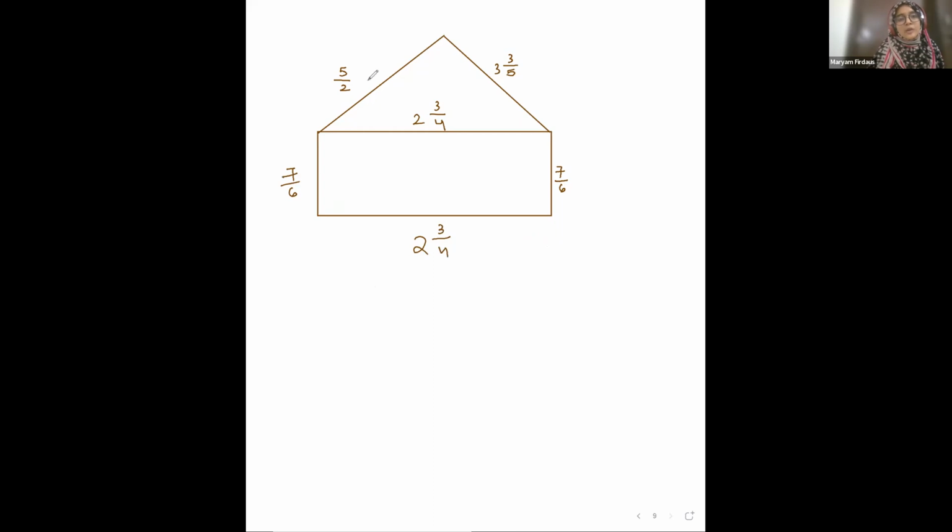So now we know all the sides. Can you tell me the perimeter of this triangle? Perimeter means what? The length of the boundary. So let's say you start walking from here, then you cover this distance, this distance, this distance. How much distance have you covered? We're talking about the triangle. No. 5 by 2 plus 3 by 5 and plus 2, 3 by 4. Very good. So the perimeter of triangle ABE.